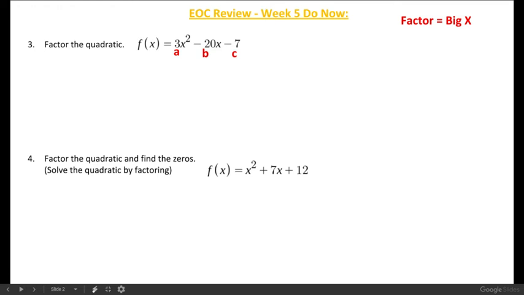Okay, so now that we've identified A, B, and C, I just want to make sure that you guys remember, I'm going to list them over to the side here. A is 3, B is negative 20, and C is negative 7. They are numbers only. You should not be using the letter X at all.